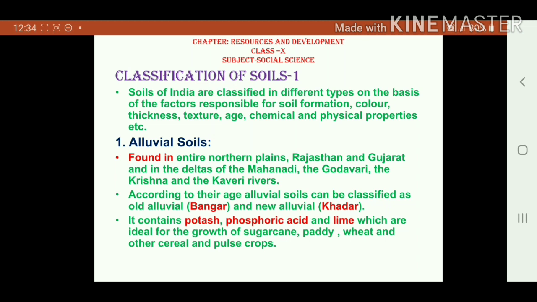What does it contain? It contains potash, phosphoric acid and lime, which are ideal for the growth of sugarcane, paddy, wheat and other cereal and pulse crops. Students, alluvial soil is the soil which exists in the larger part of our northern belt. As I said, you can also find it in some areas of Rajasthan and Gujarat, and in the deltas of the Mahanadi, the Godavari, the Krishna and other rivers.